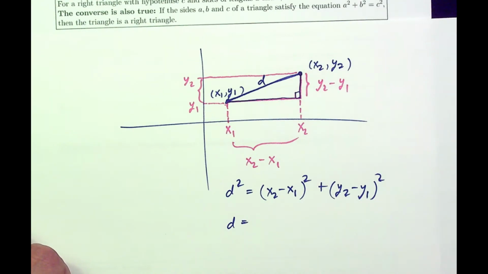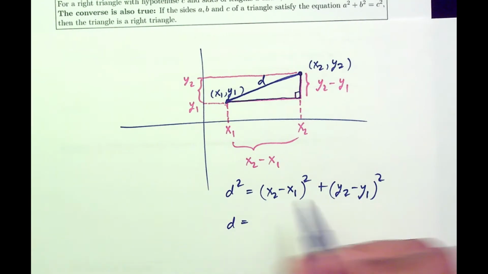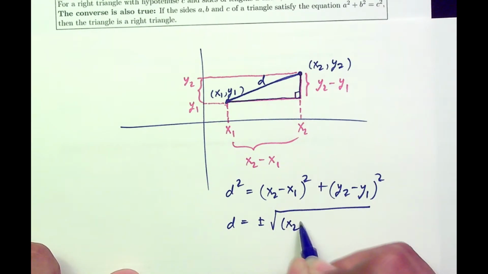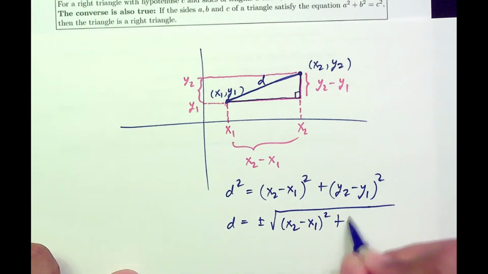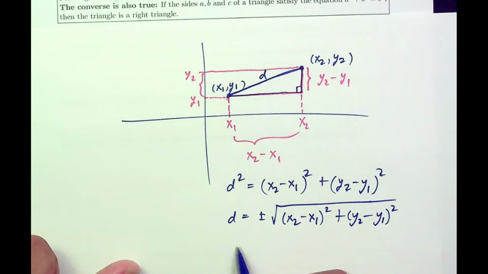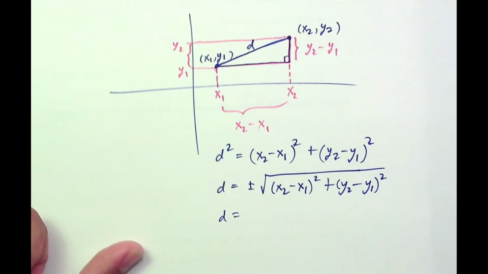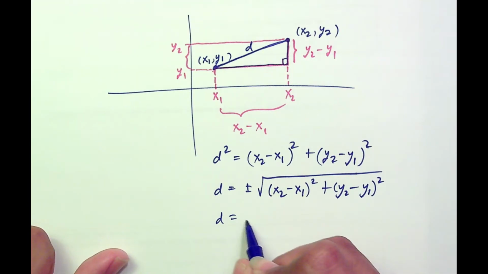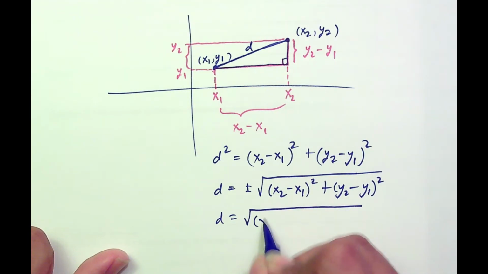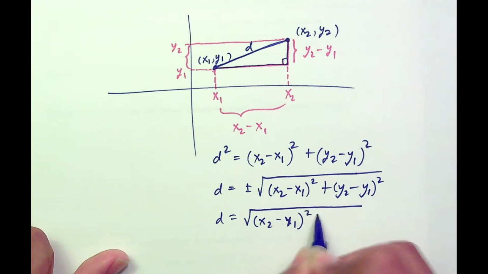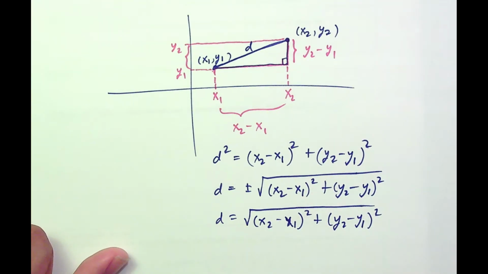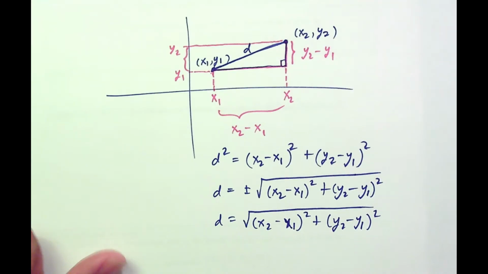remember that in algebra, when you take the square root on both sides of an equation, you have to put plus or minus. So that would be d equals plus or minus the square root of x2 minus x1 squared plus y2 minus y1 squared. However, the minus doesn't make any sense because d is distance, and for distance, we always assume it's positive. So we don't use the negative. The actual answer is the square root of x2 minus x1 squared plus y2 minus y1 squared, and that is the so-called distance formula right here.